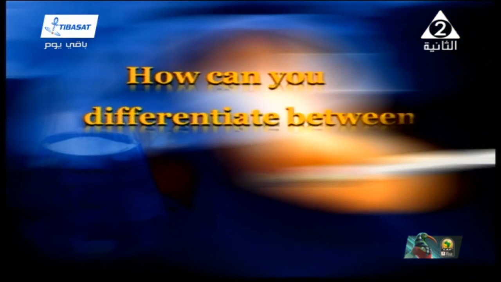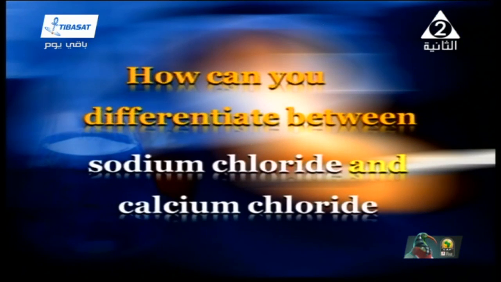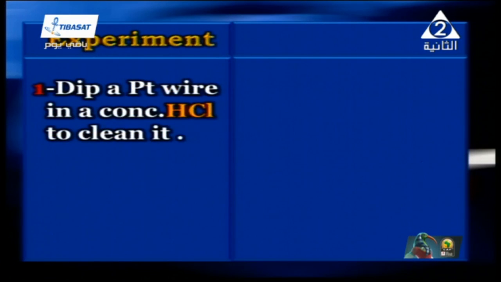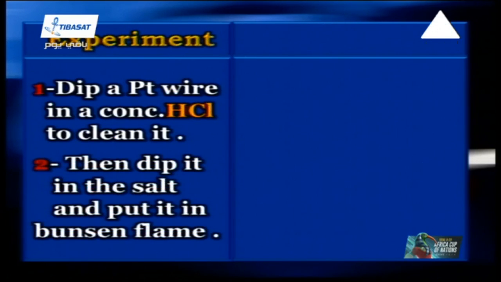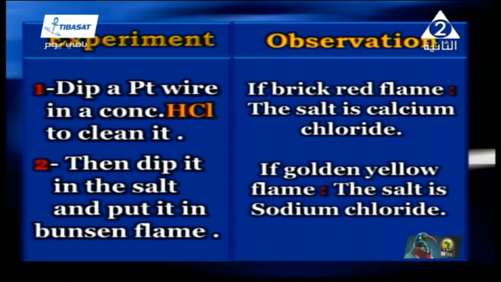Next type of question, how can you differentiate between sodium chloride and calcium chloride? Here the experiment, my dear student: dip a platinum wire in concentrated hydrochloric acid to clean it. Then dip it in the solid salt, and put it in the Bunsen flame. Here's the observation. If a brick red flame is observed, the salt is calcium chloride. But if a golden yellow flame is observed, the salt is sodium chloride.